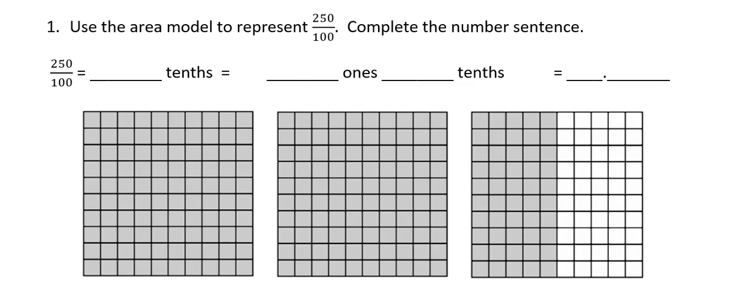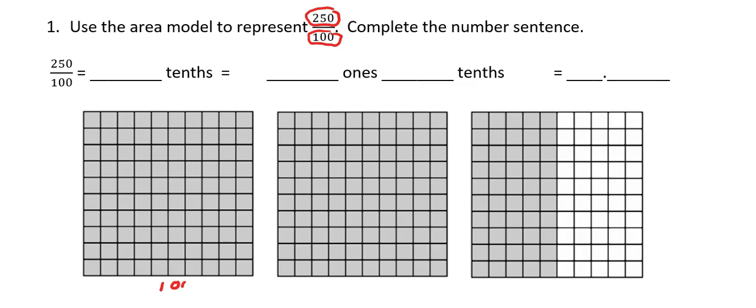For question 1, I have an area model that has been shaded to represent the fraction 250 hundredths. 250 hundredths is an improper fraction because the numerator is greater than the denominator, and that means I have more than one whole. If you look at my shaded area model, you can see that each of the first two models have been completely shaded in.